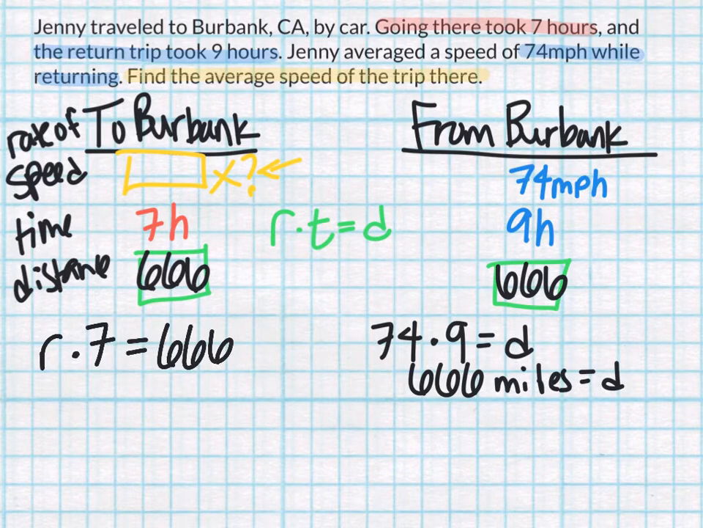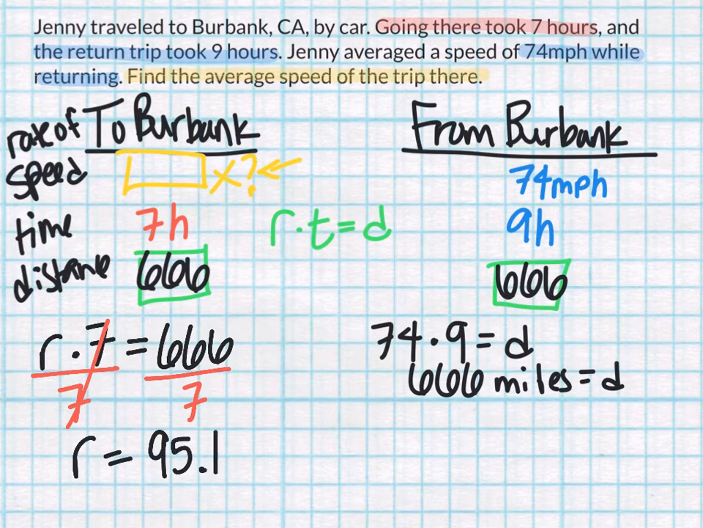So to solve this, I'm going to divide both sides by 7. That gives me a 1. So I've got 1r equals, I'm going to grab a calculator and do 666 divided by 7. And I get 95.14 for my rate. So I know the units on that have to be miles per hour. Ooh, they were going pretty darn fast trying to get there. So they went 95 miles an hour on the way there.